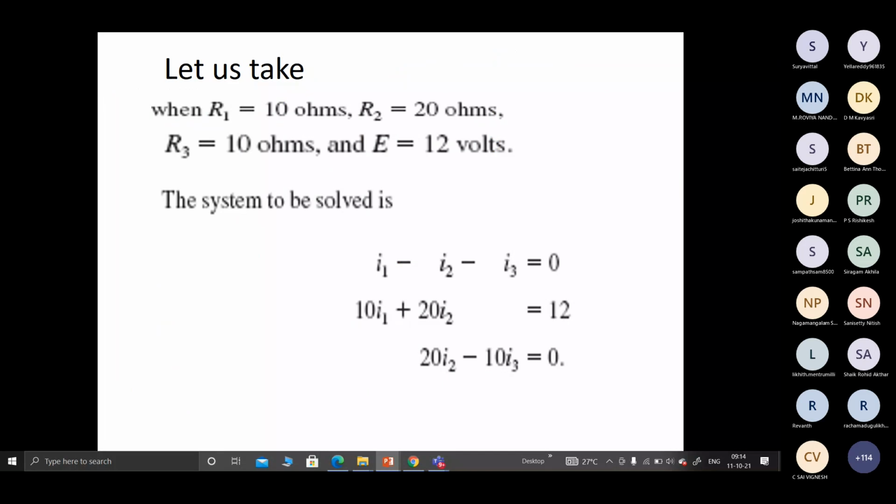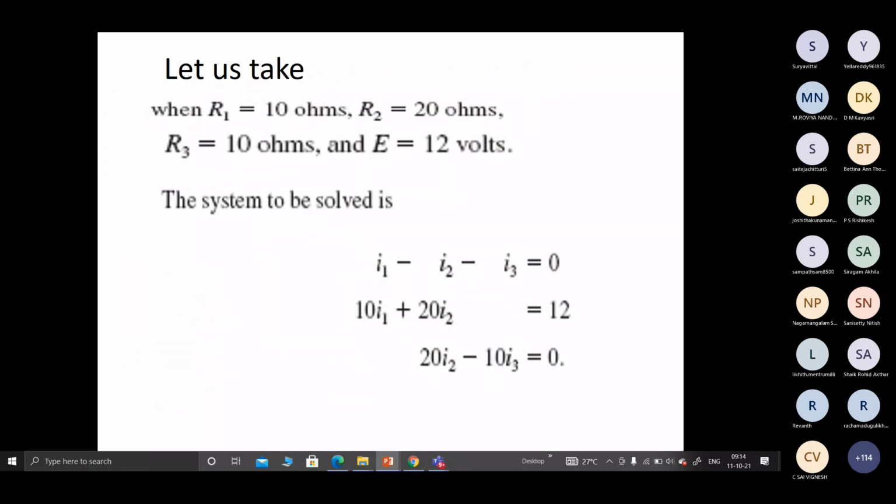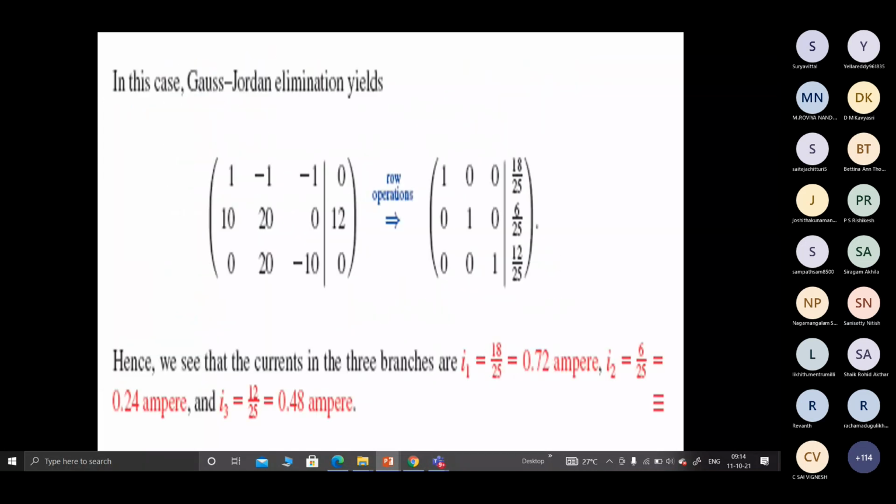Fine. So now take R1 10 ohms, R2 20 ohms, R3 10 ohms, E equal to 12 volts. Then these equations will come something like this. Then you can solve. Is this homogeneous or non-homogeneous? Non-homogeneous, because there was E here. So you can solve it. The solution I don't want to discuss.